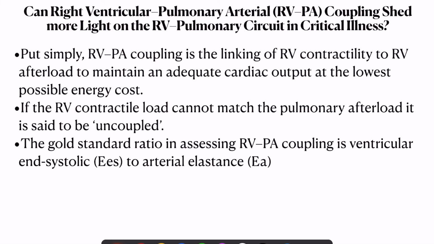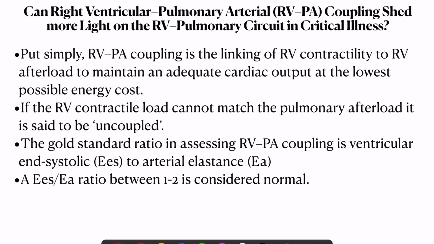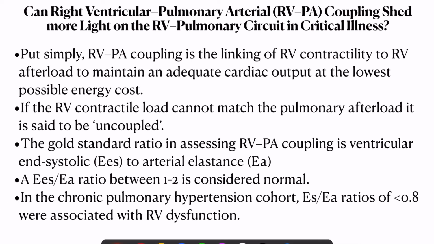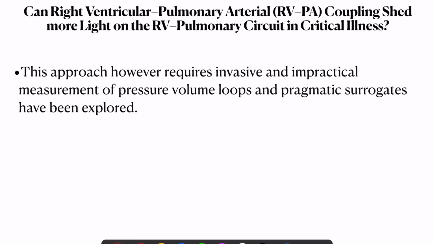The gold standard ratio is to measure the ventricular end systolic and arterial elastance, but it is considered to be normal if it is 1 to 2. In chronic pulmonary hypertension, if the ratio is less than 0.8, it is associated with right ventricular dysfunction. However, measuring this at the bedside is very, very problematic. It requires invasive and impractical measurements of the pressure volume loops, and pragmatic surrogates have been explored.